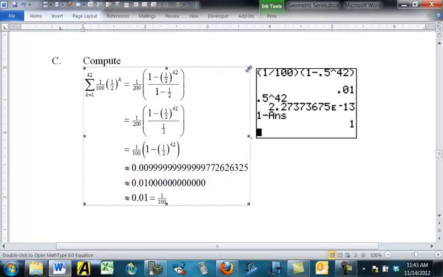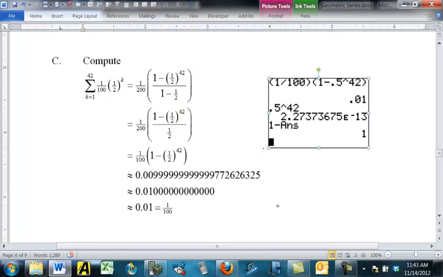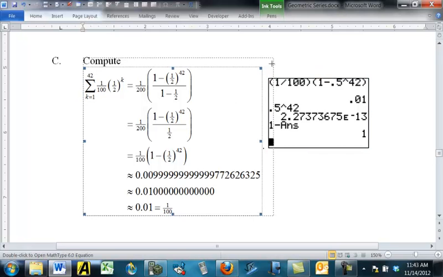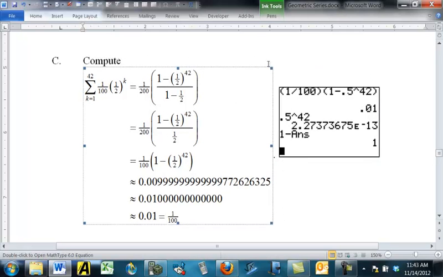And the next one here, we have the sum, again, very similar kind of setup. This one, when k is 1, you get a half times 100, which is 1 over 200, so that's your first term. We have 42 total terms here with the base of 1 half, so it's 1 minus 1 half to the 42 over 1 minus a half.